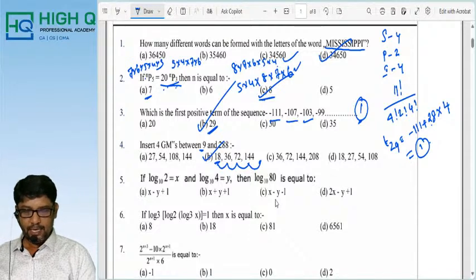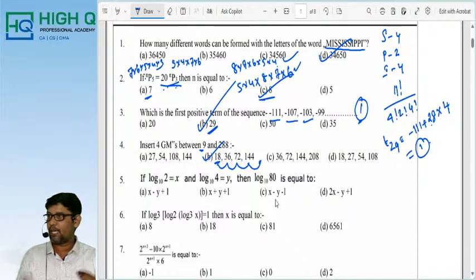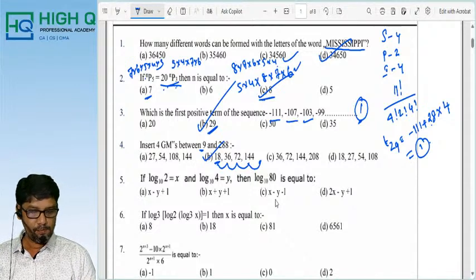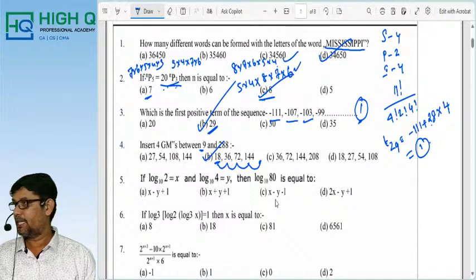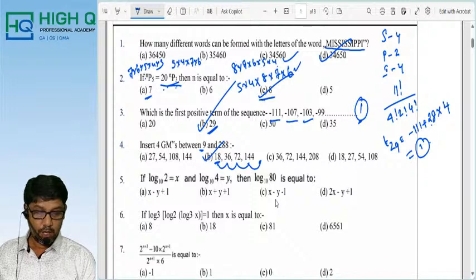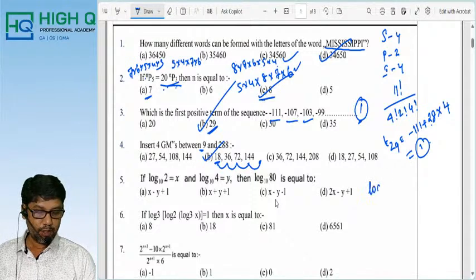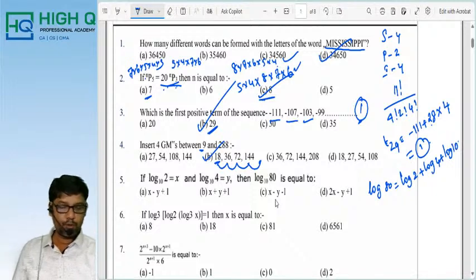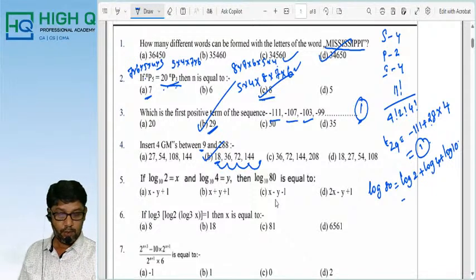Next one. Log 2 to the base 10 is X. Log 4 to the base 10 is Y. And find log 80 to the base 10. Can you get the answer for this? Option B. Okay. Log 80, how can we write? Sir, log 80 simply we can write as log 2 plus log 4 plus log 10. Am I right, my dear? Log 2 is X, plus Y, plus 1.